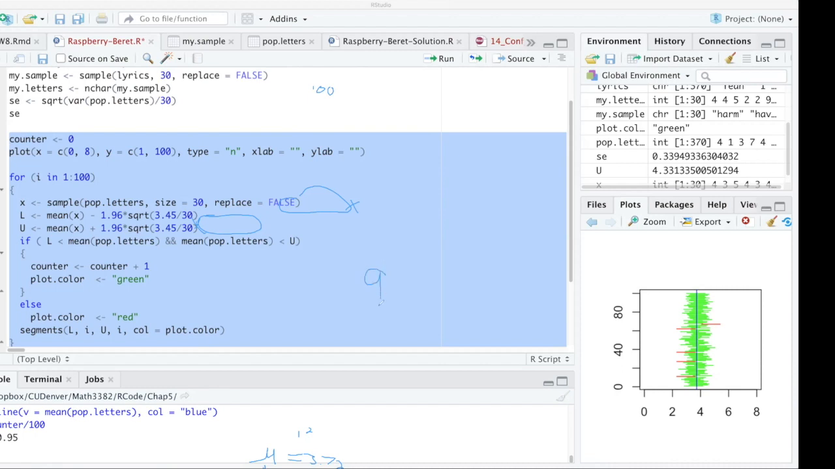And so here we can see it doesn't have to be this way, but it worked out exactly that 95 out of the 100 samples were a success. And I have 1, 2, 3, 4, 5 ones that didn't work. So this matches what we were saying, right? This captures the population mean 95% of the time. Any question about that? Okay, so that's it for Raspberry-Beret.